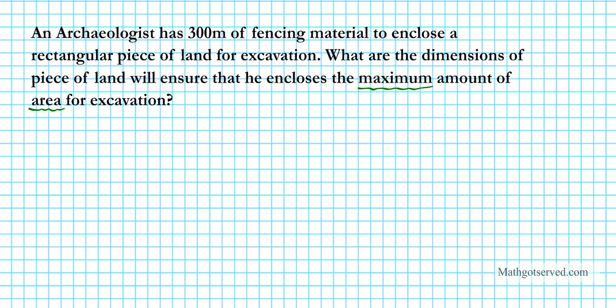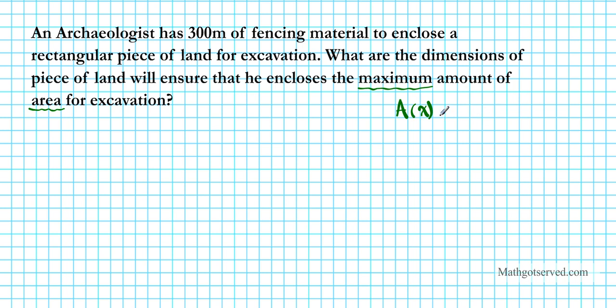So the goal here is to find a formula for the area, a model for the area A of x in terms of just one variable. If I can find a formula for the area in terms of one variable, what I'm going to do is look for the critical point and the boundary points. So I'll test the upper and lower bound, and then I'll also test the critical point.